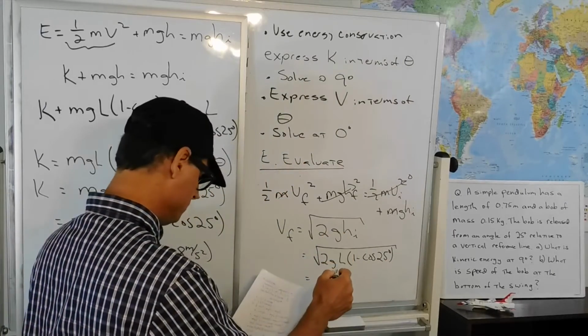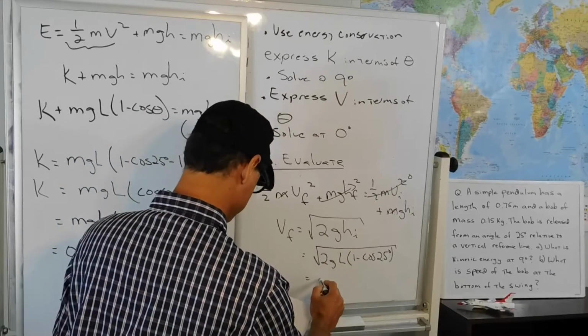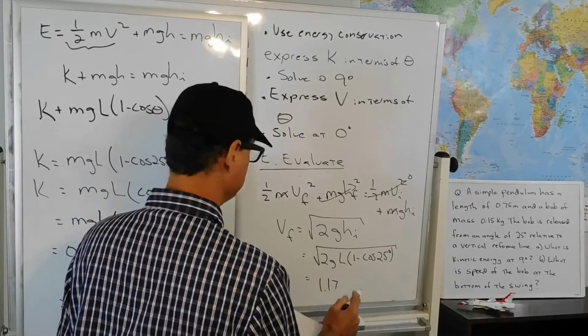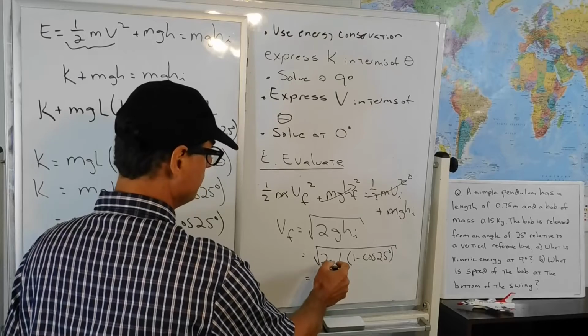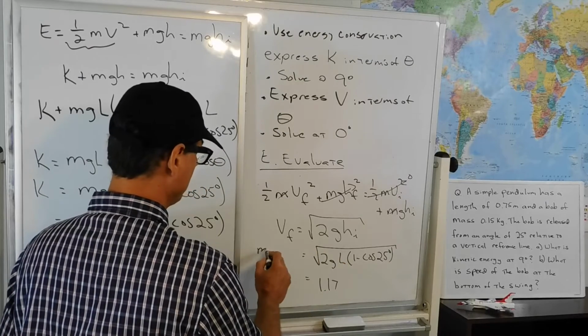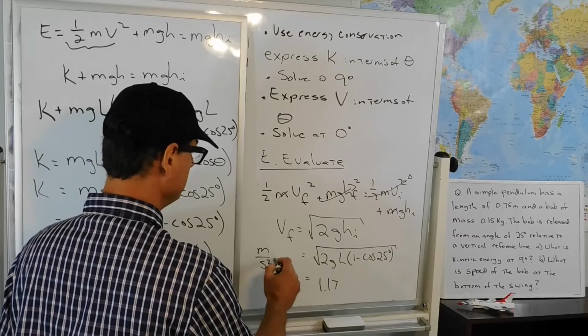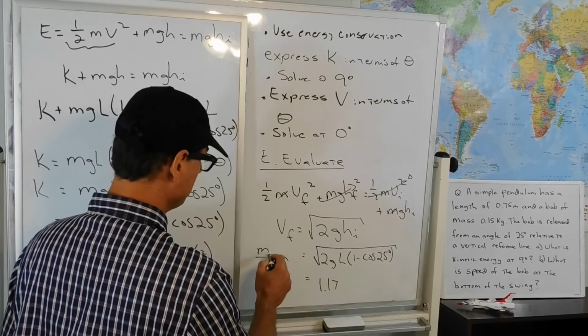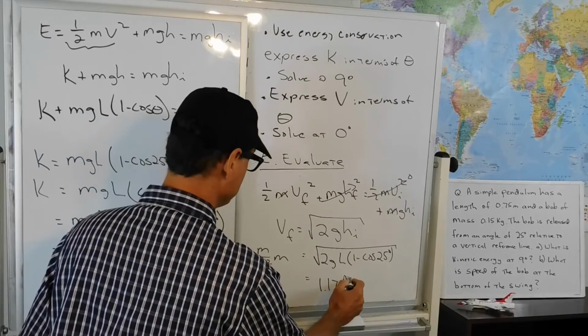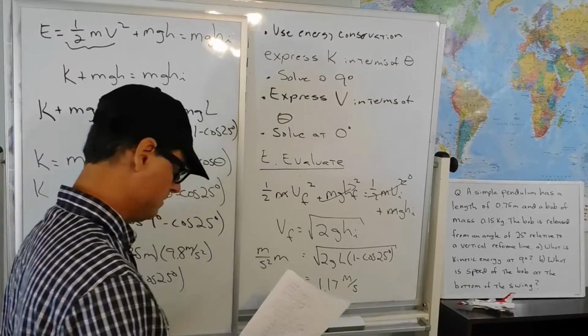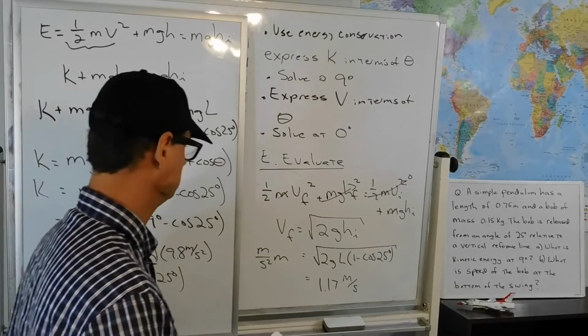So substitute this into your calculator. The number is 1.17. Now let's think about the units here. g is meters per second squared, L is meters. So we have the square root of meters squared per second squared, which as we expect is meters per second.